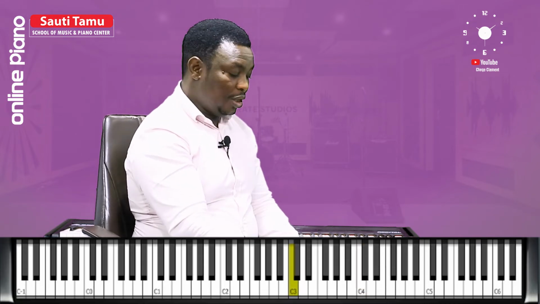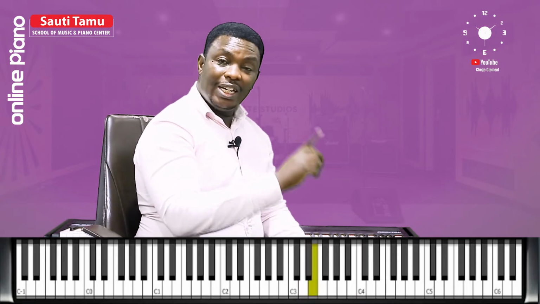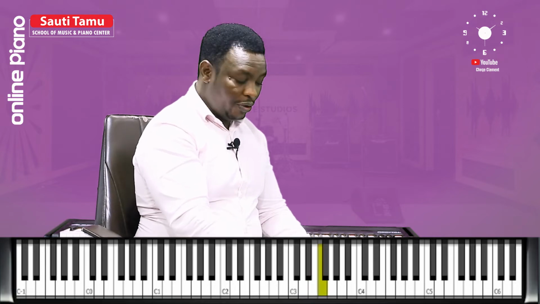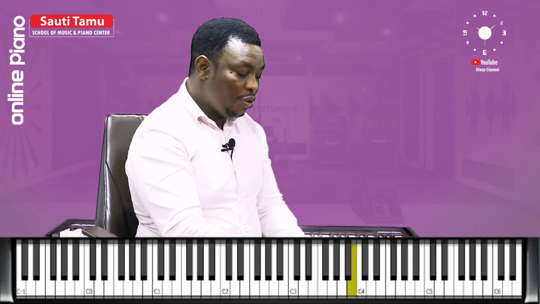with C. So the first tone will be to D, from D to E the second tone, then semitone from E to F, then tone from F to G, then tone from G to A, then tone from A to B, and then semitone from B to C.